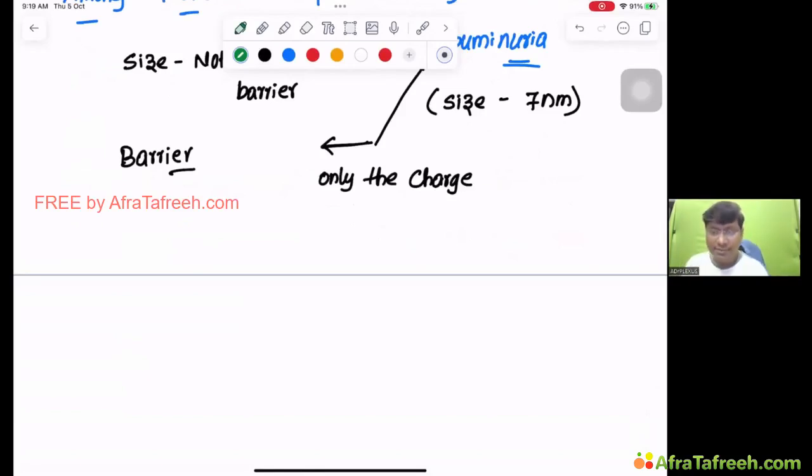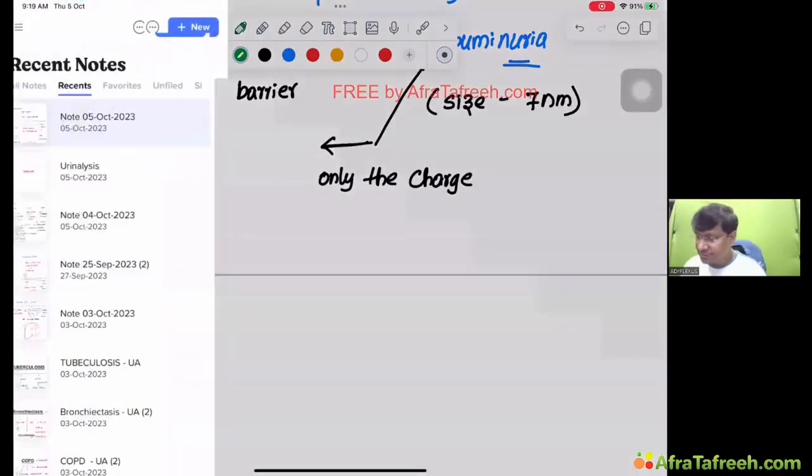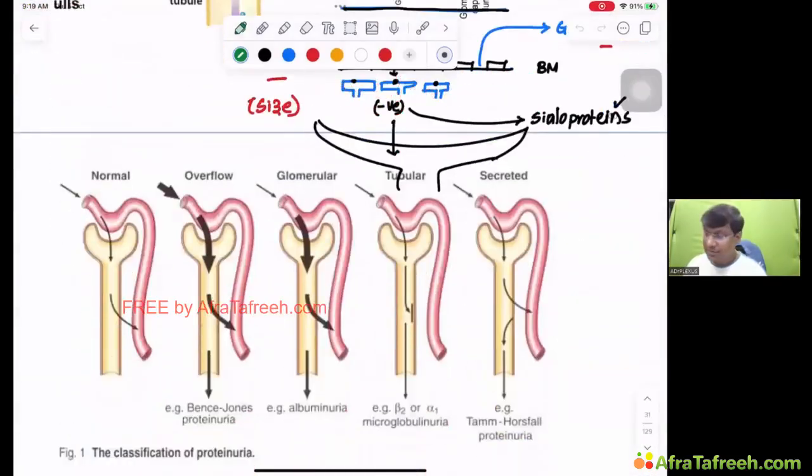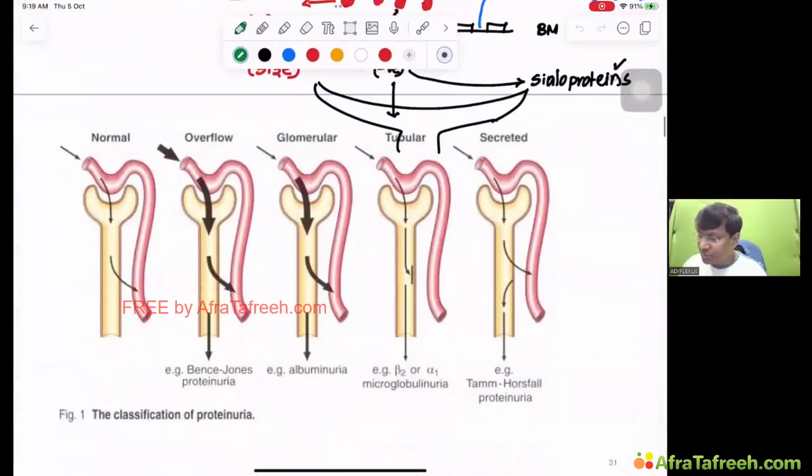Right. Now, the next important point: I was telling you about glomerular proteinuria as well as tubular proteinuria. What is glomerular proteinuria and what is tubular proteinuria? If there is any pathology in the glomerulus, some damage to the glomerulus, and because of that damage there is proteinuria, that is called glomerular proteinuria.